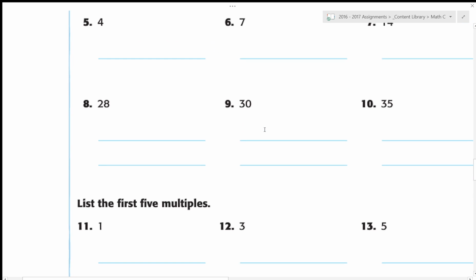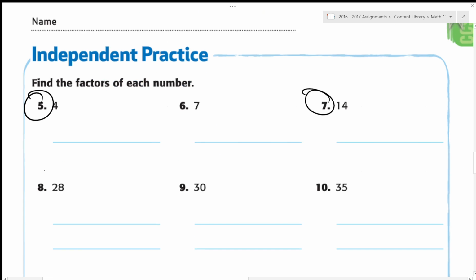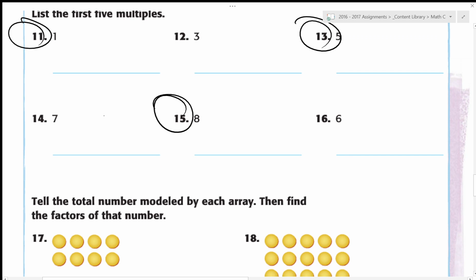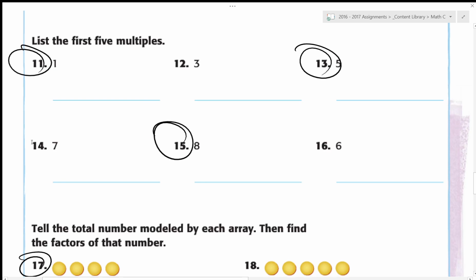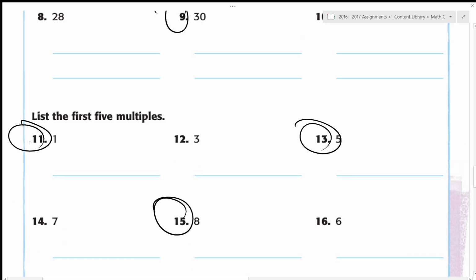What I want you to do before you come up for group is I want you to do the odds on this independent practice page. Okay, and after you are done, I want you to raise your hand. If you get stuck, also raise your hand. If I'm available, I'll come and help you. Otherwise, Mr. R or Mrs. K will come and assist you and help you figure this out.